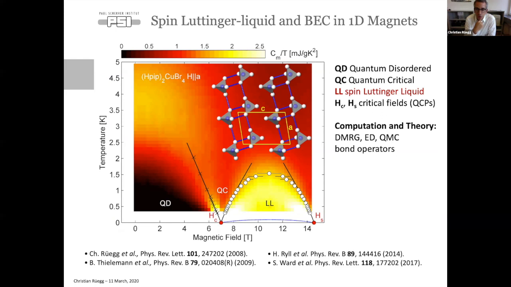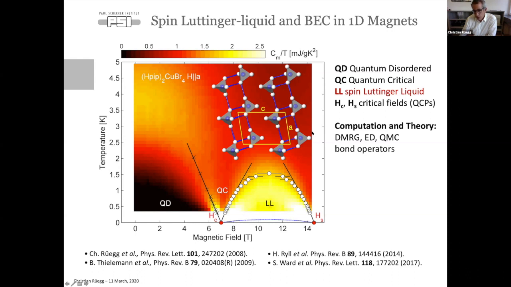If you apply now a magnetic field, as I mentioned in the beginning, there are these field-induced critical points, and then the question is what happens in 1D systems, and I showed you before that the system here is actually extremely 1D, and this is the generic phase diagram in such a case. You get a quantum disordered phase, quantum critical points, and then this BEC phenomenon is replaced by a spin Luttinger liquid, and Thierry is going to talk more about this.